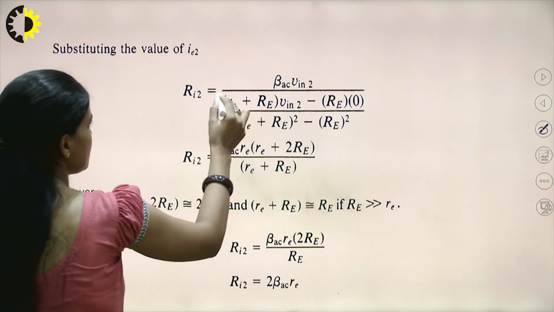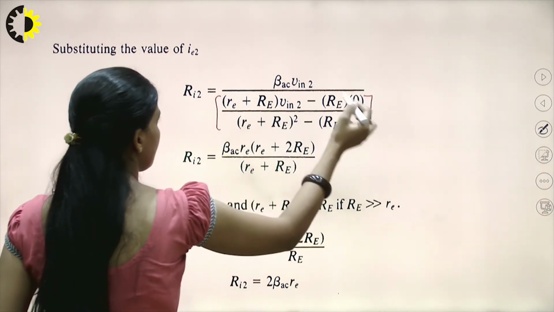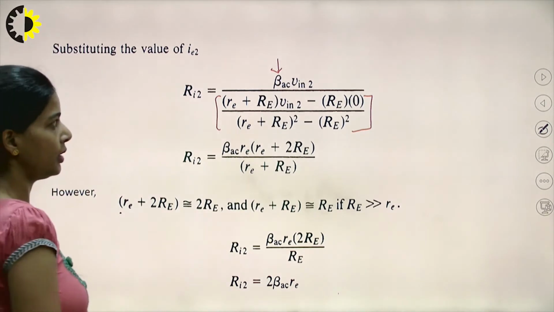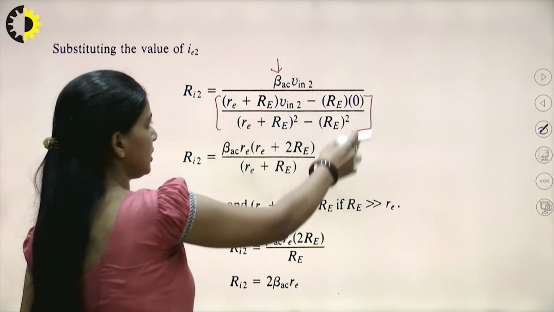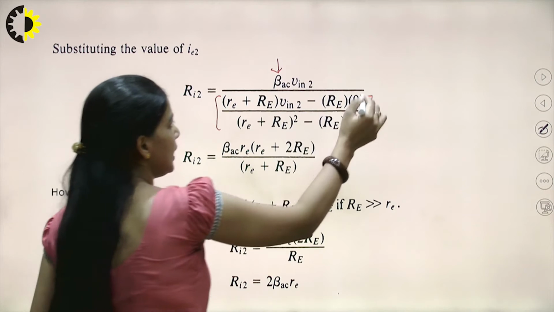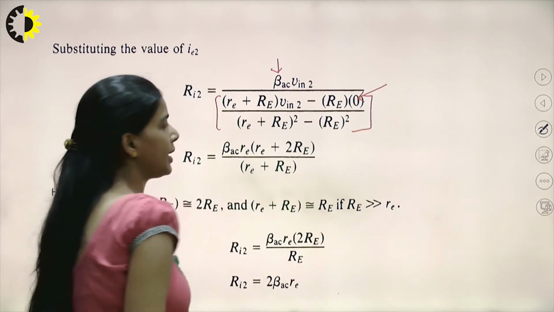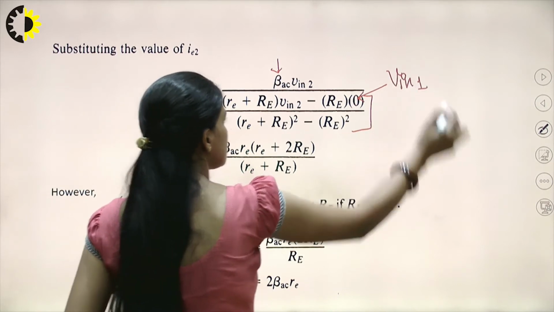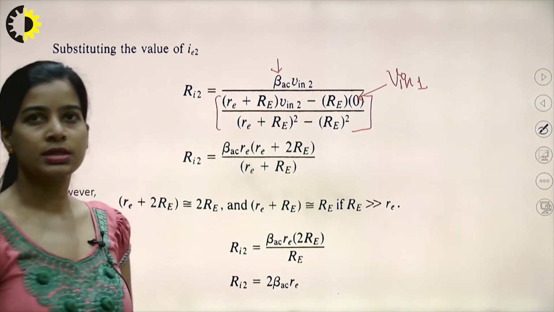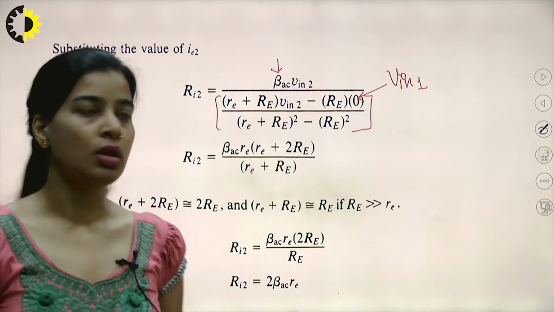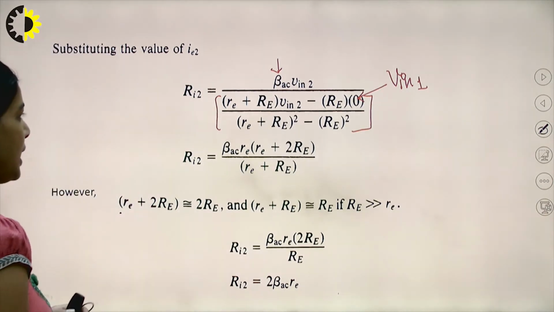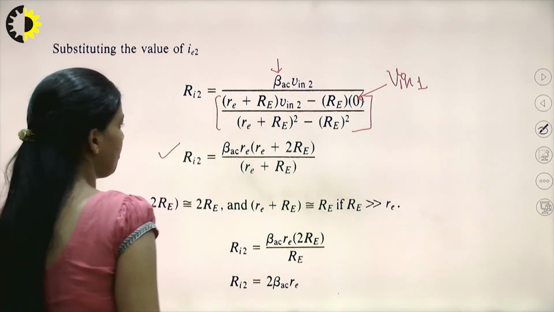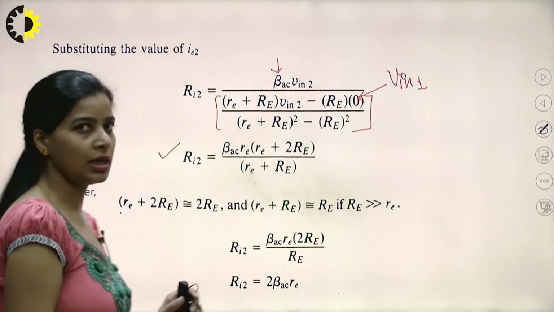This is the expression of IE, and that IE by beta, that beta is in the numerator by taking the reciprocal to the numerator. Here this term that is written as 0 is V in 1, because when we are calculating the input resistance at the side of input 2, we have kept V in 1 as 0. So simplifying this, we get the input resistance expression like this.